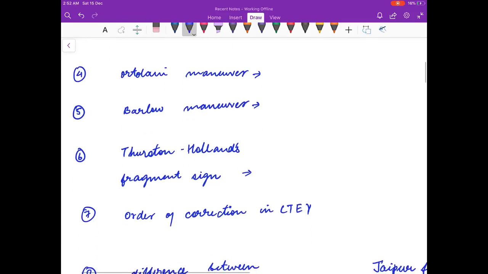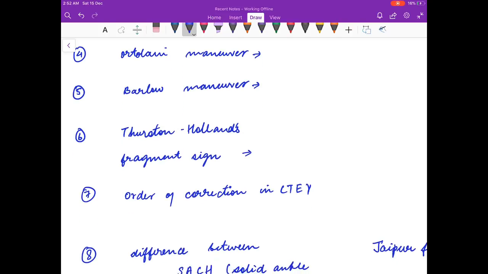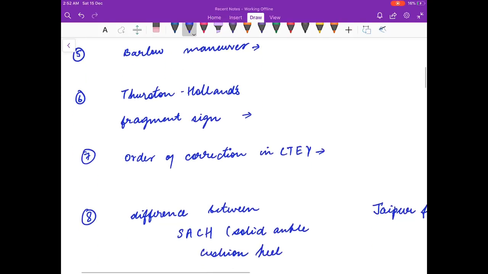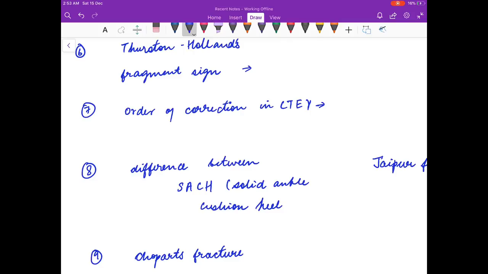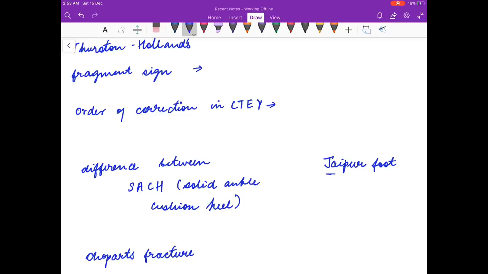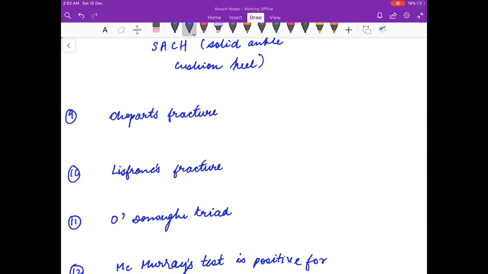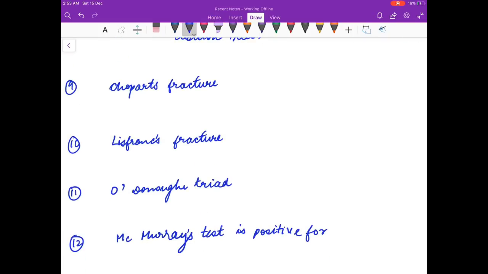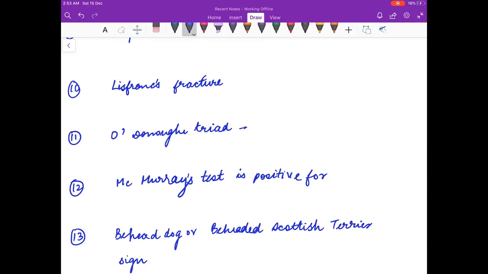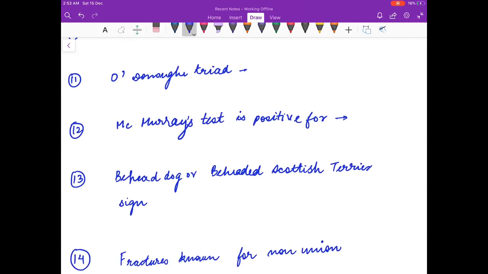Thurston-Holland fragment sign is. Order of correction in CTEV is. Difference between solid ankle cushion heel and Jaipur foot. Chopard's fracture is. Lisfranc's fracture is. O'Donohue triad is. McMurray test is positive for which injury? Beheaded dog or beheaded Scottish Terrier sign is seen in.